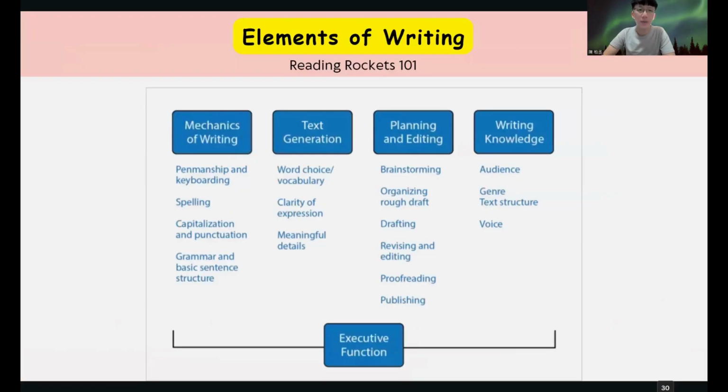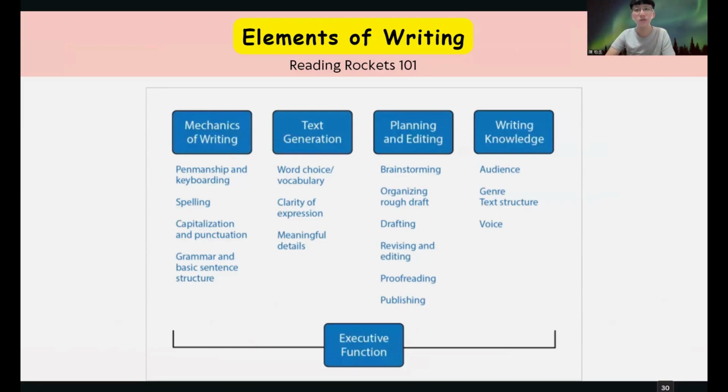And the first one, which maybe most of you are familiar with, is from Reading Rockets 101. This chart includes all the elements of writing, and you can just take a look at it. The first one is the mechanics of writing, for example, how to write, how to type, as well as the spelling, the grammar, and the sentence structure. And the second one is about text generation. It's about word choice and the clarity of expression.